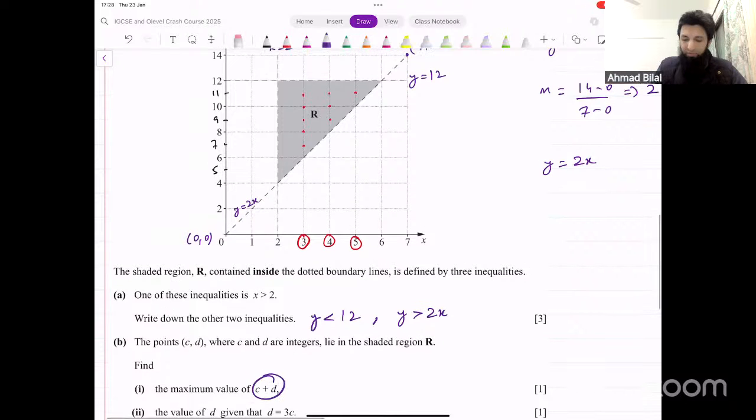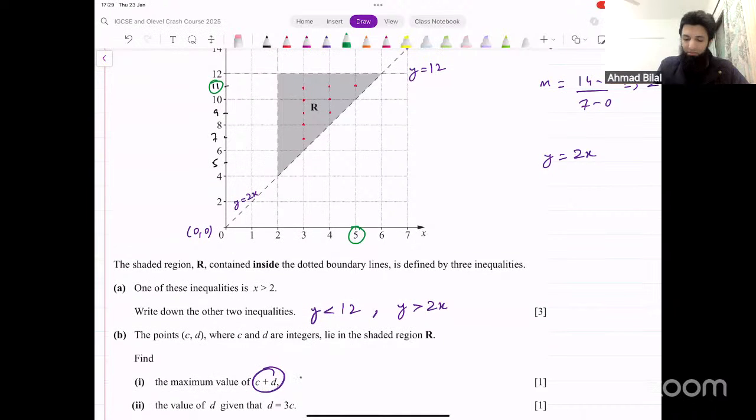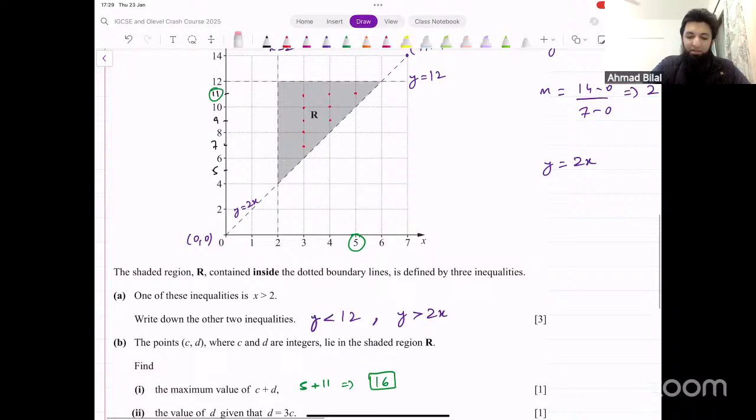What's the maximum possible value of C? The x coordinate, that is 5. What's the maximum possible value of D, the y coordinate? That's 11. So what about C plus D? That will be 5 plus 11, and that gives us 16. This is the maximum possible value of C plus D in this case.